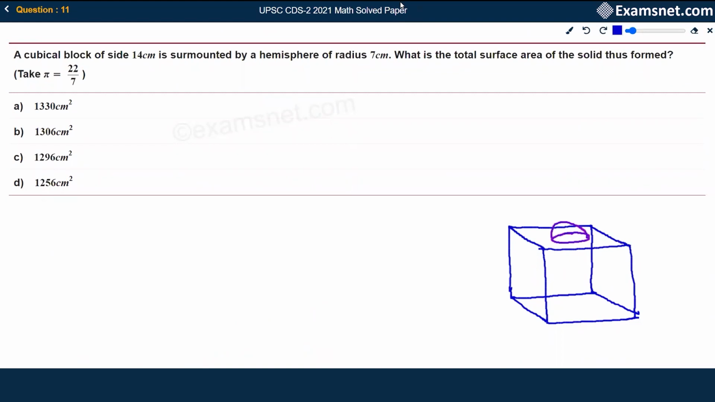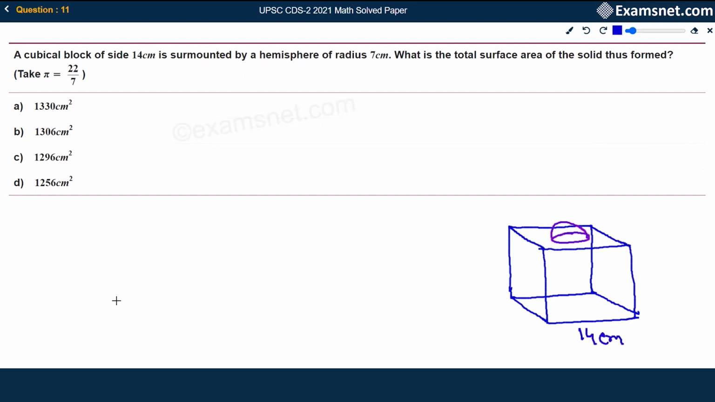In question number 11, it is given that a cubical block of side 14 centimeter is surmounted by a hemisphere of radius 7 centimeter. What is the total surface area of the solid thus formed? Take pi equals to 22 by 7. So look here, I have already drawn a cubical block and at the top of it, there is a hemisphere. Okay, so the edge is 14 centimeter, edge of each side of the cubical block.